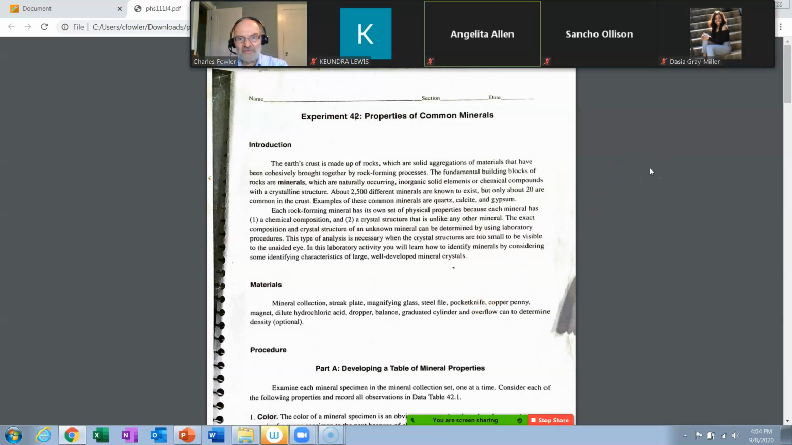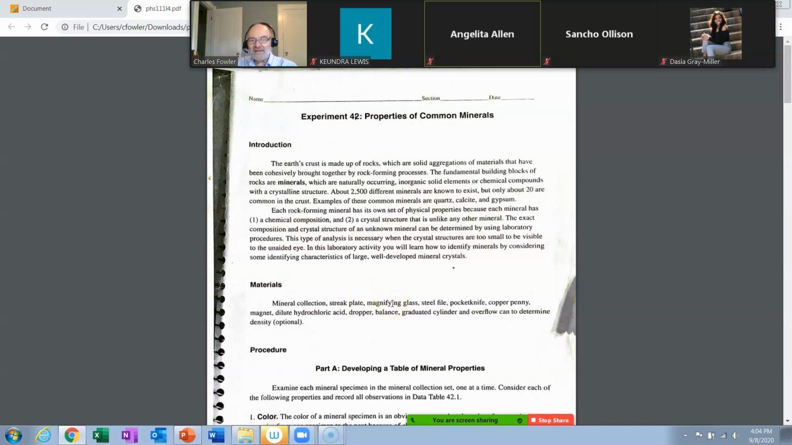I don't know if you have this yet, but if you do, you can be looking at it or you can read along on the screen here. Now, we don't have a mineral collection, or actually we do on campus, but it would be almost impossible for us to do that because we're not on campus. So we're going to do it as a computer lab. We don't have a streak plate. I didn't even have one when we were on campus, so we couldn't do that.